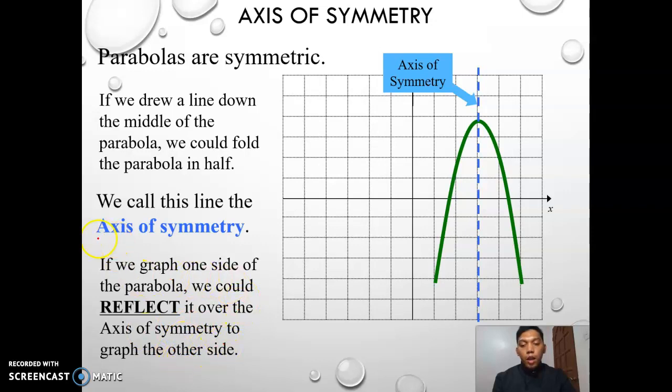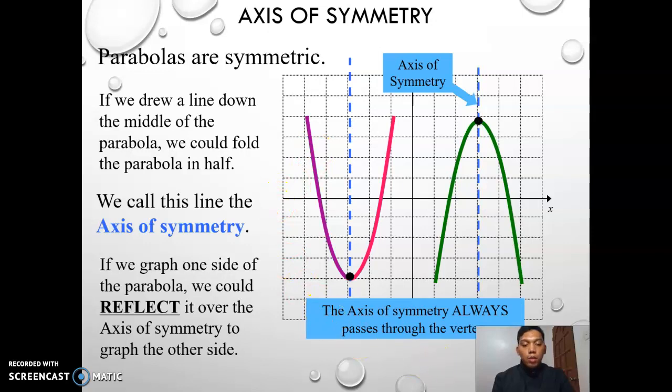Again, the axis of symmetry. If we graph the right side, then you just reflect the points you've made on the right side to the left side. The axis of symmetry always passes through the vertex. Right, this is the vertex. If you notice, the axis of symmetry passes through the vertex.